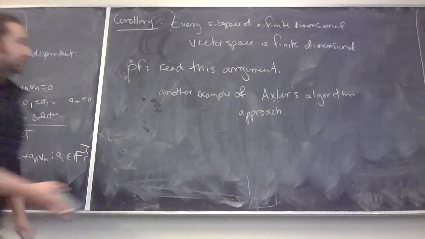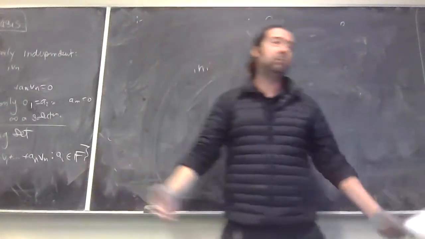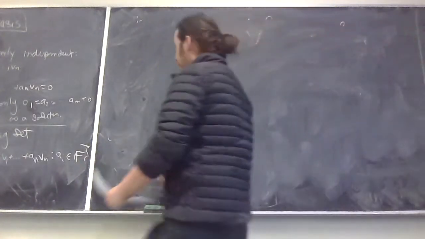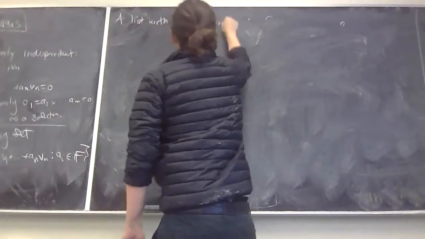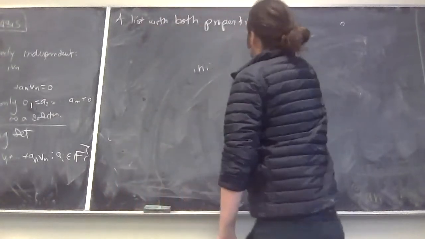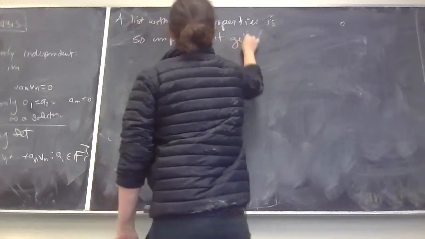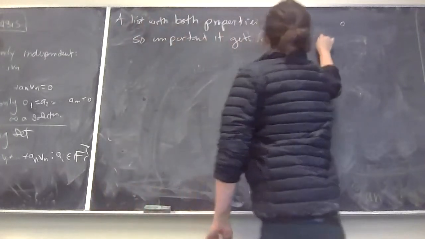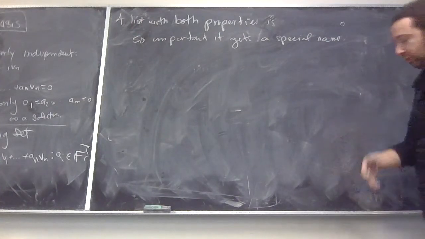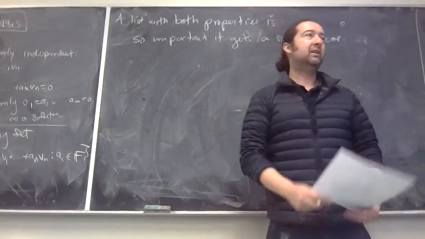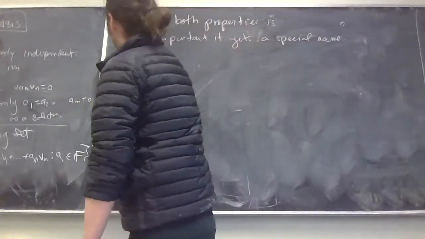Now, having armed this toddler with knowledge that they need to understand why bases are so important, now you're going to put them together. The list with both properties is so important. It's a special name. Depending on your background in 206, you may have had a teacher who only ever told you a basis is a linearly independent spanning set. A basis is a linearly independent spanning set. And then you had it on an exam, and then you had to write it down 19,000 times. So, definition.